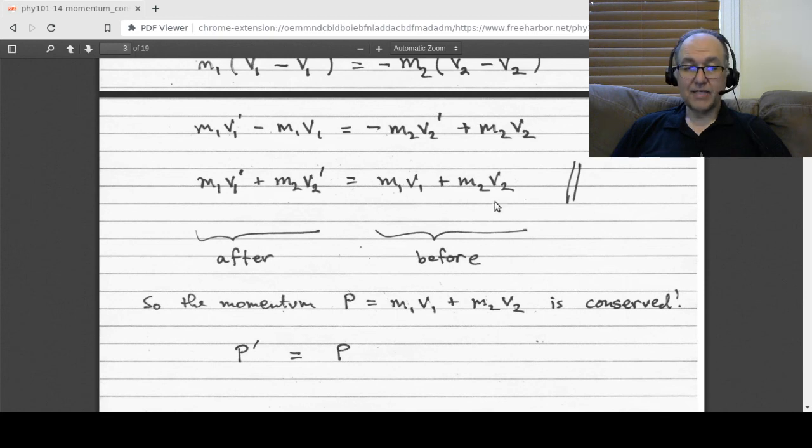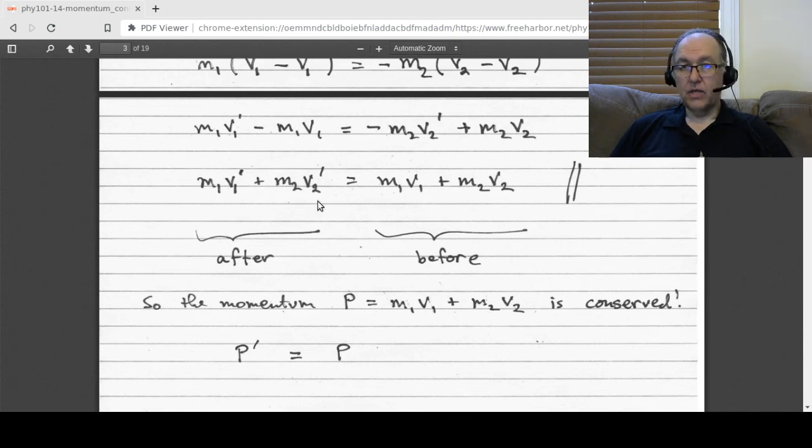Notice that everything on the left hand side of this equation is before, and everything on the right hand side of this equation is after. Not only that, but the structure of the equation is the same. It's M1 V1 plus M2 V2, before. It's also M1 V1 plus M2 V2, but after, on the other side.